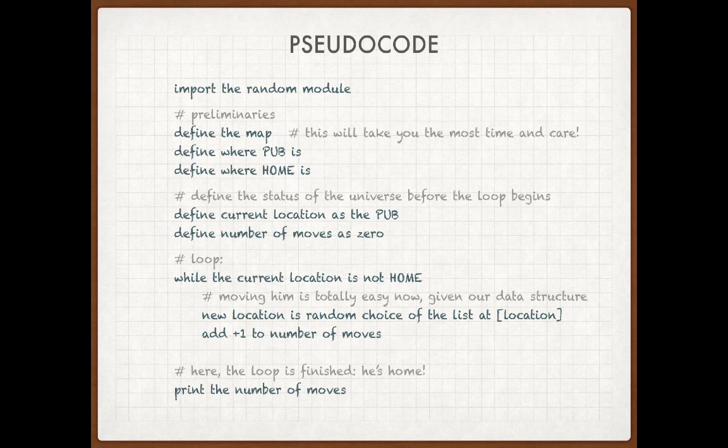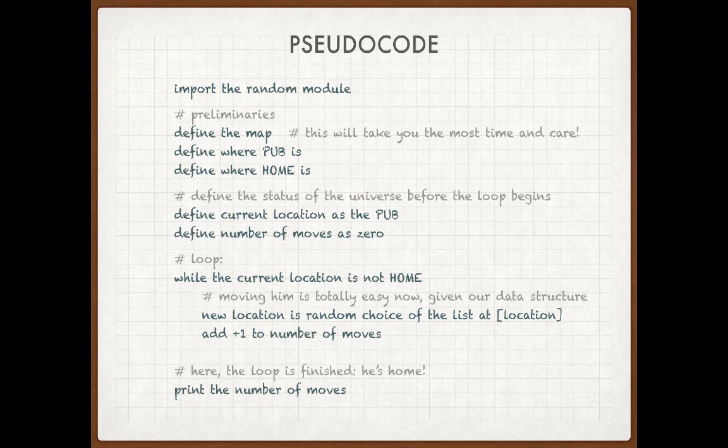And then I'm going to define the status of the universe before my simulation begins. His current location is going to be the pub, and the total number of moves he has made is 0. And then I'm going to drop into my loop. As long as his current location is not at home, I am going to move him. And we've already seen that's kind of easy now, right?